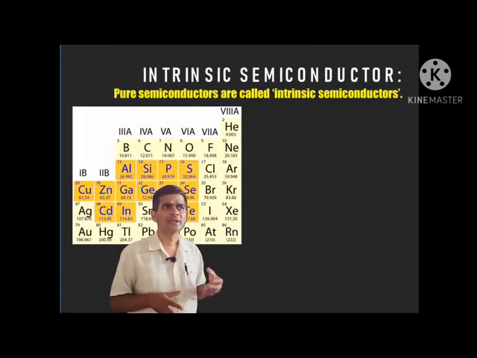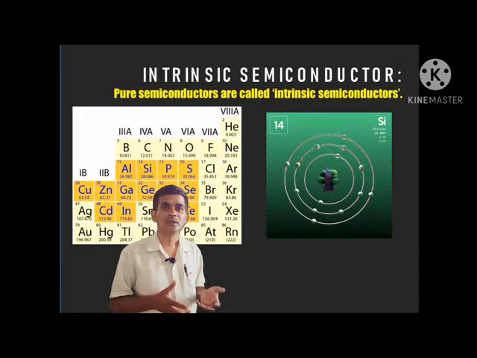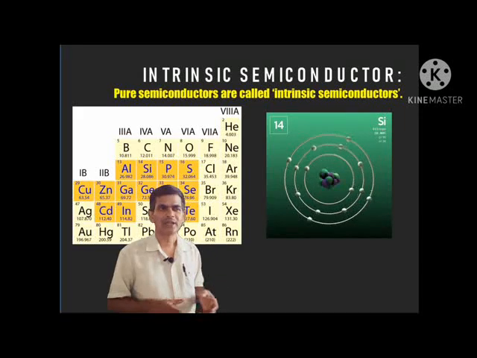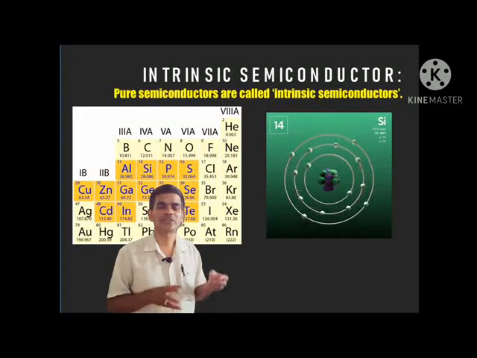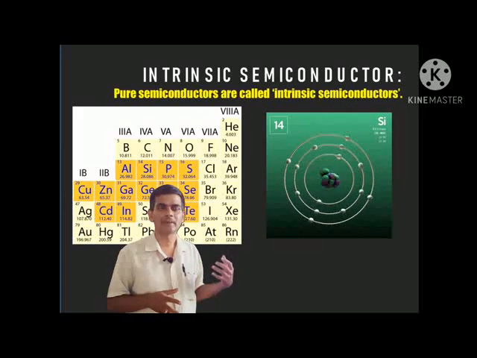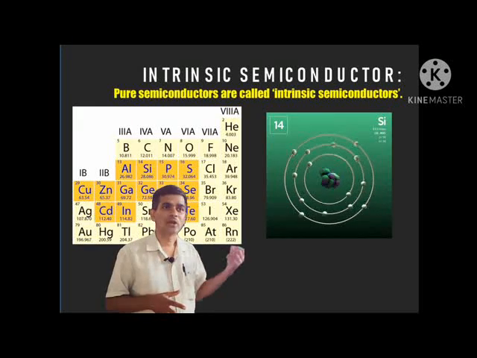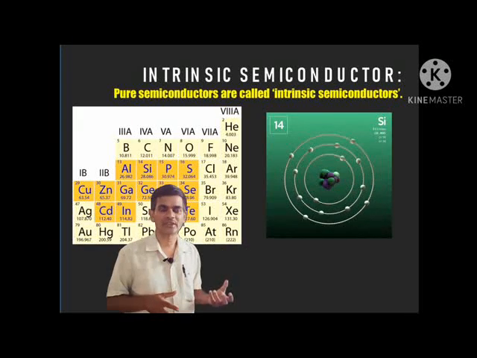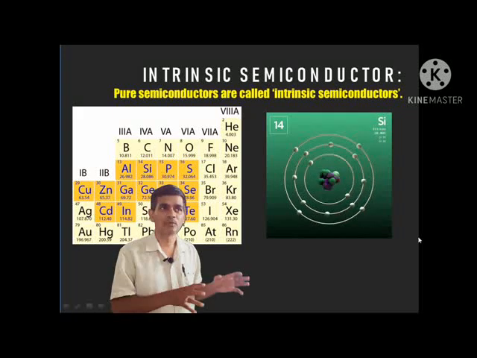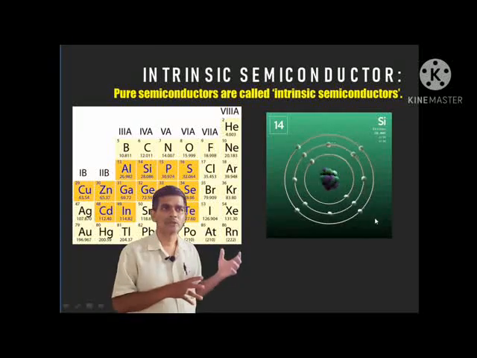You can observe here in the picture, in the periodic table, there are a few naturally available elements, and they are called pure semiconductors, and these pure semiconductors are called intrinsic semiconductors. And they are tetravalent atoms. There will be 4 valence electrons in their outermost orbit. You can observe in the picture, there is silicon, and in the outermost orbit 4 valence electrons are there, and this group of elements is classified as semiconductors in the periodic table.